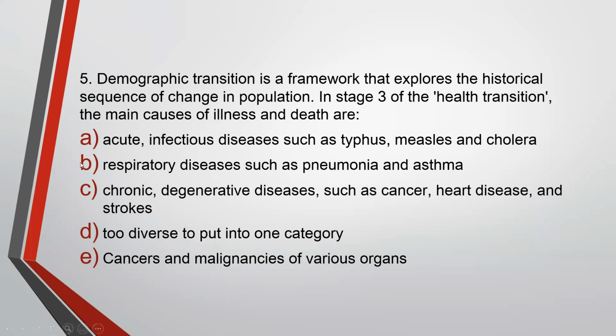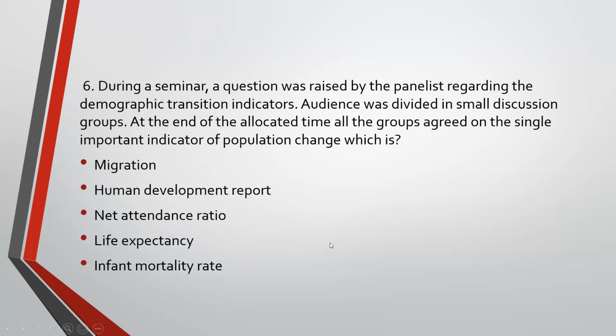C. Yes, it's C. The trend moved from acute diseases with improved health conditions towards the chronic diseases. During a seminar, a question was raised by panelists regarding the demographic transition indicators. Audience were divided in small discussion groups. At the end of allocated time, all the groups agreed on a single important indicator of population change for demographic transition: migration, human development report, net attendance ratio, life expectancy, or infant mortality rate.